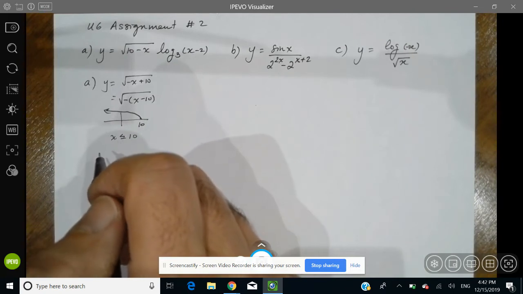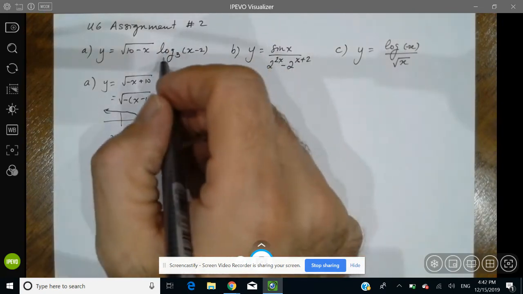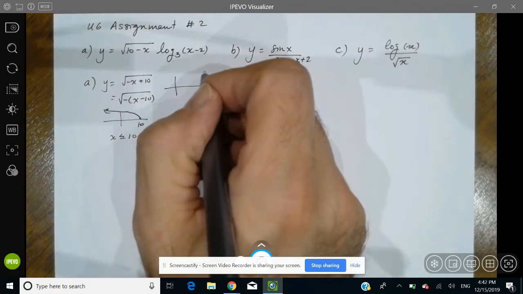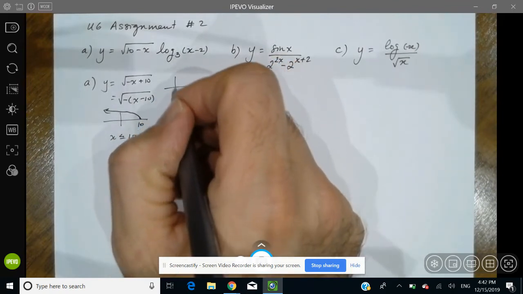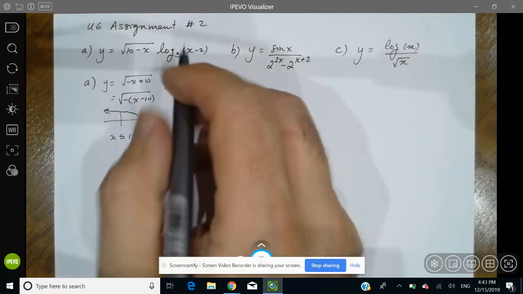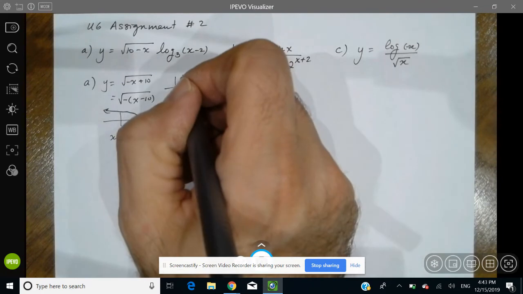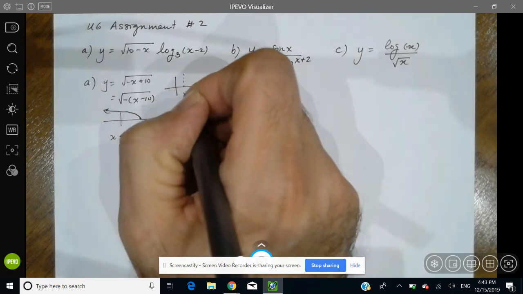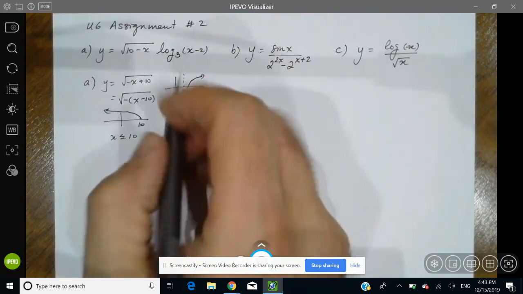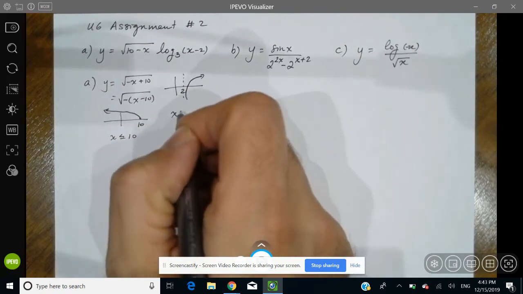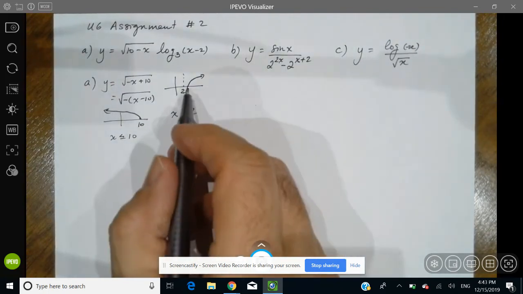Now here, log base 3 of x minus 2. I know log base 3 looks like this, with a vertical asymptote at 0. The x minus 2 just moves it to the right by 2 units. So it looks something like this, where this is 2. Here I see that the domain is everything strictly greater than 2. It can't be equal to 2.